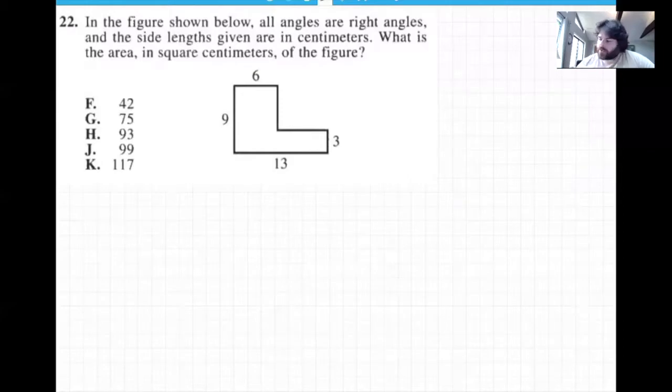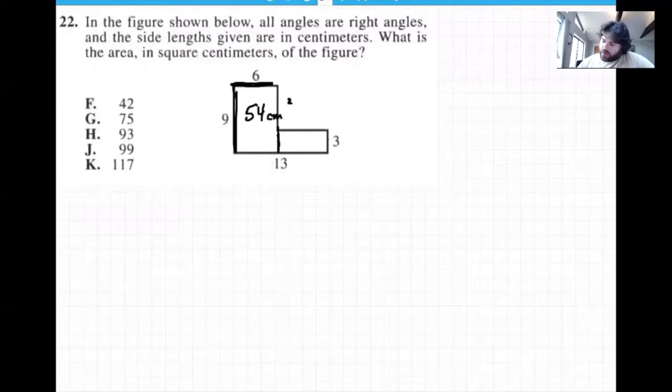All right, so this one is pretty straightforward. These are complex figure shapes, so we really just need to draw a line here to get two different rectangles. This one is a 6 by 9. There's no confusing that. It's 54 square centimeters.